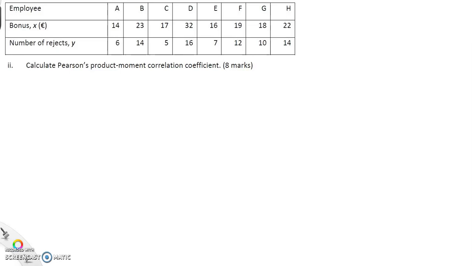Part 2. Calculate Pearson's product moment correlation coefficient. Right, a big long wordy mouthful here, but it's simple enough. It's this OR thing, right? And we have the formula supplied to us. OR is the symbol for Pearson's product moment correlation coefficient.